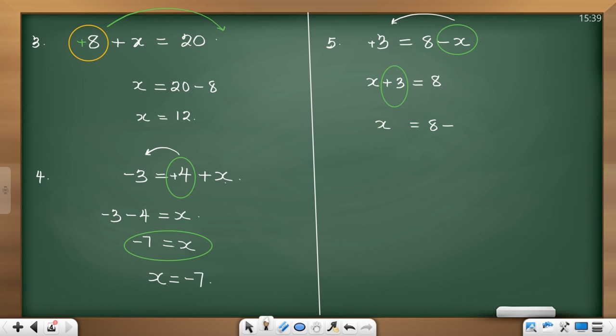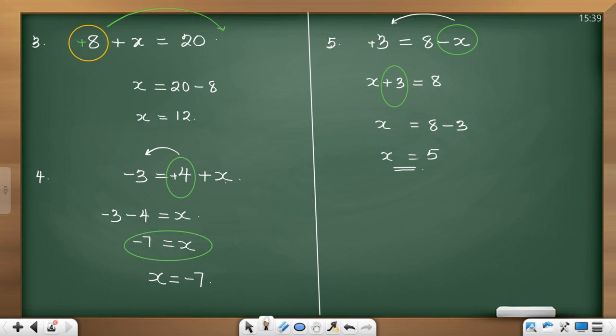If we get rid of the positive, it becomes what? A negative, reversed operation. So what is x? X is equal to 5. Value of the variable. I hope it makes sense.